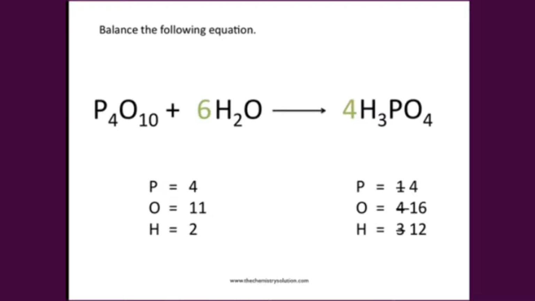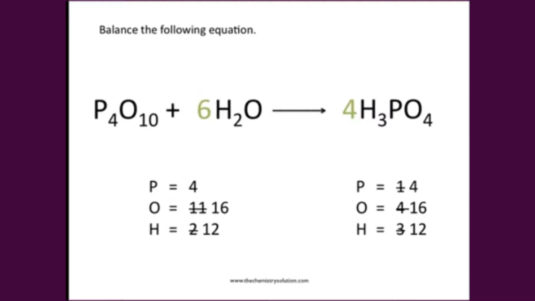So 6 times the subscript on H, which is 2, now gives me 12 hydrogen atoms on my reactant side. But again, because I put a coefficient in front of the entire molecule, I've not only changed the number of hydrogens on the reactant side, but I've also changed the number of oxygens. I now have my original 10 oxygens from the compound P4O10, but I have an additional 6 oxygens because I have 6 H2O molecules, which gives me a total of 16. Now you can see in this case, balancing our hydrogen automatically balanced the number of oxygen atoms on the reactant and product side.